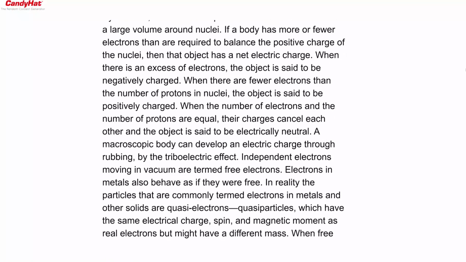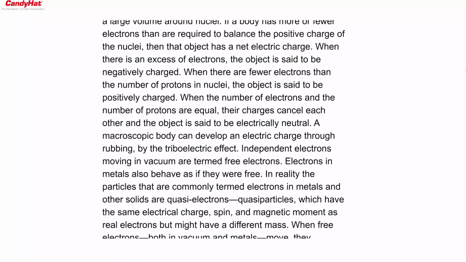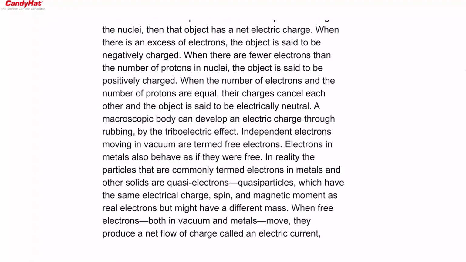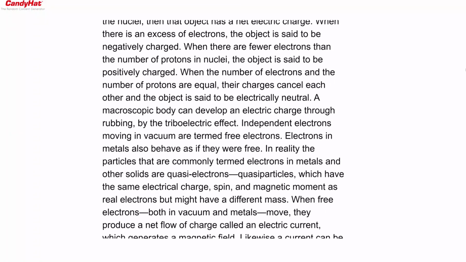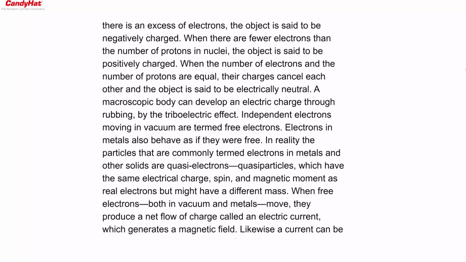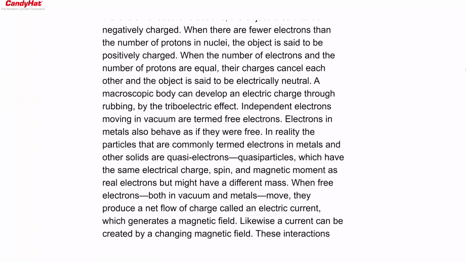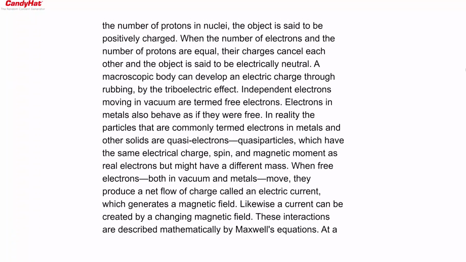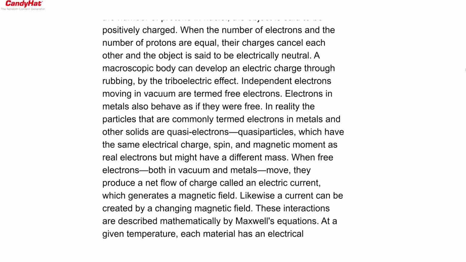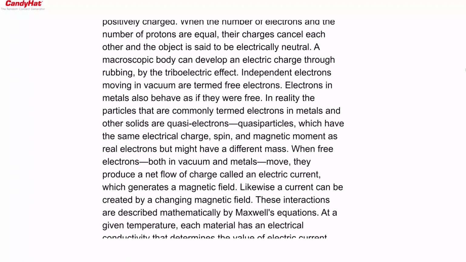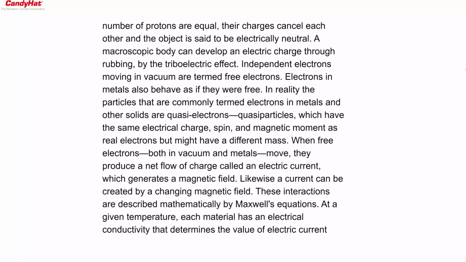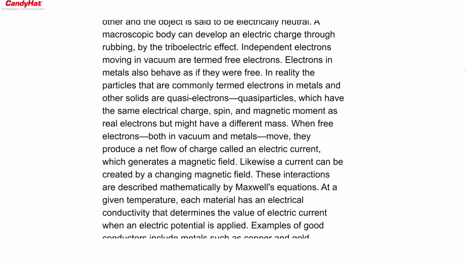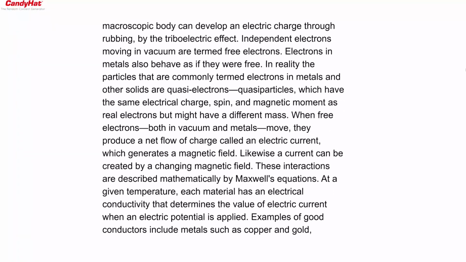If a body has more or fewer electrons than are required to balance the positive charge of the nuclei, then that object has a net electric charge. When there is an excess of electrons, the object is said to be negatively charged. When there are fewer electrons than the number of protons in nuclei, the object is said to be positively charged. When the number of electrons and the number of protons are equal, their charges cancel each other and the object is said to be electrically neutral. A macroscopic body can develop an electric charge through rubbing, by the triboelectric effect.